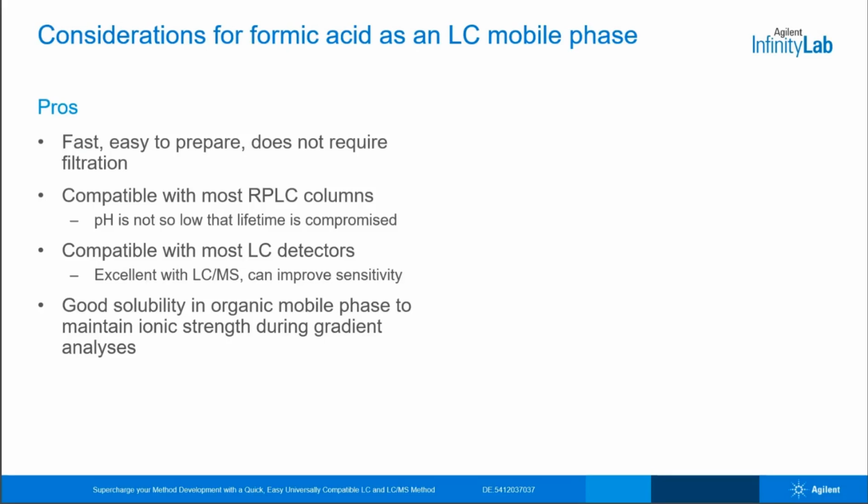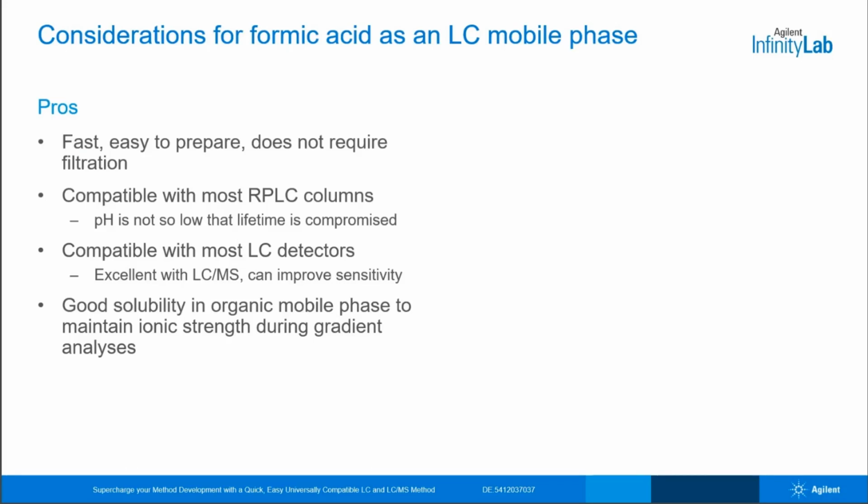The pH is only about 2.8, which is nice and acidic, but not so low that it will compromise column lifetime. And of course it works well with LC-MS detection. Not only is it compatible, but it aids in ionisation and will not cause signal suppression and ultimately can improve LC-MS sensitivity. Formic acid also is easily soluble in both water and organic.